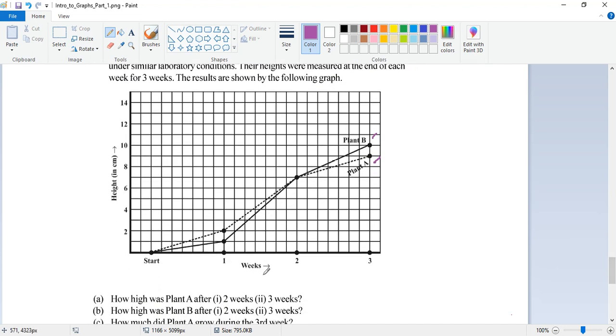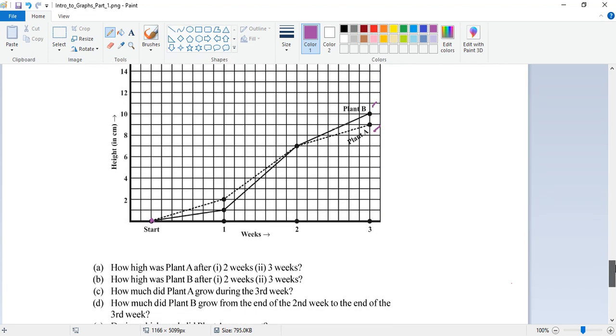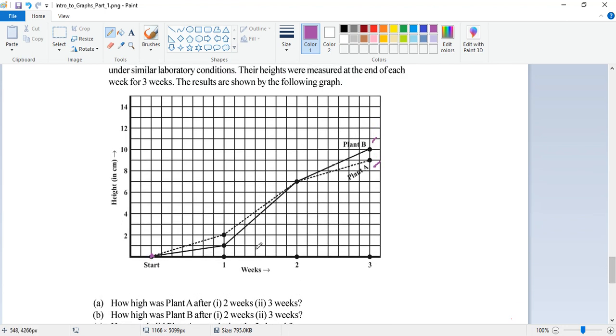This is week, it's starting at this point, week 1, week 2, week 3, and the height is increasing. So how high was the plant? How high was plant A after 2 weeks? See, the dotted one is plant A and this continuous one is plant B. So after 2 weeks, how high was plant A?